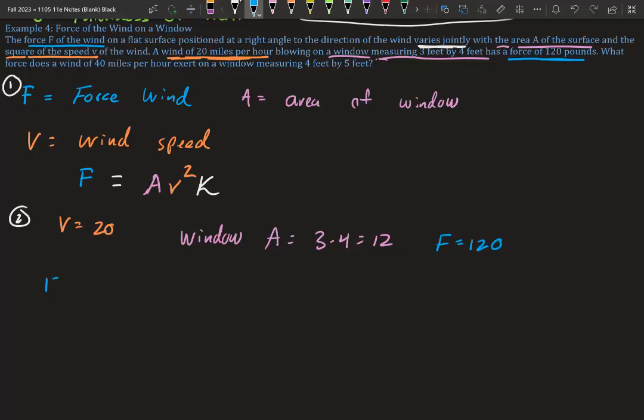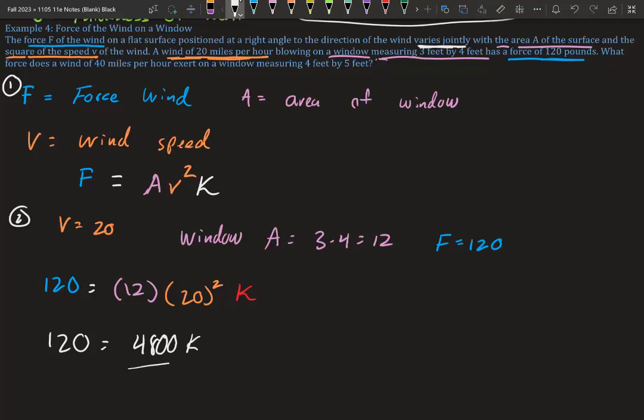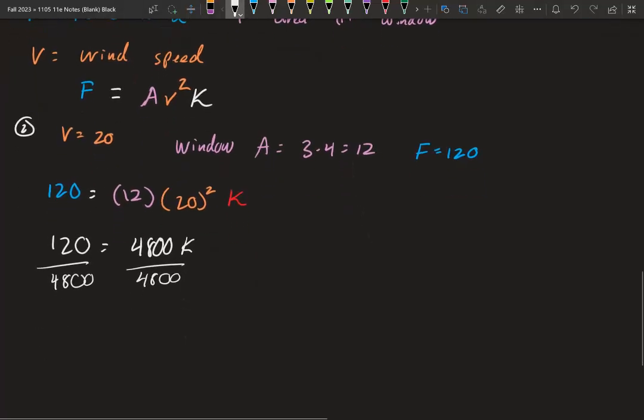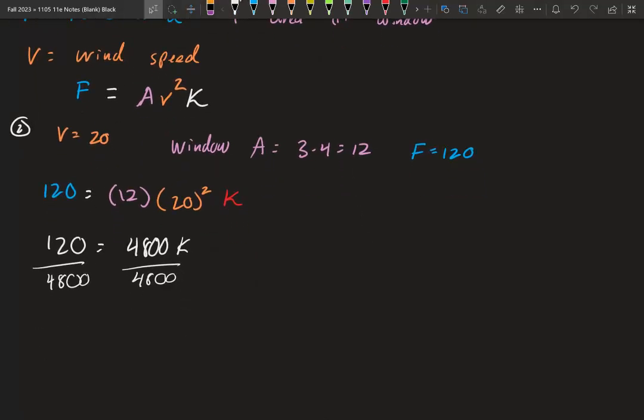Let's plug it in. We have 120 equals our area, which is 12, our wind speed, which is 20 squared, all times K, which is what we're trying to find. 20 squared times 12 is 4,800, all times K. We divide by 4,800. 120 divided by 4,800, we can simplify that down to 1 over 40. So our model is going to be F equals A V squared times 1 over 40.